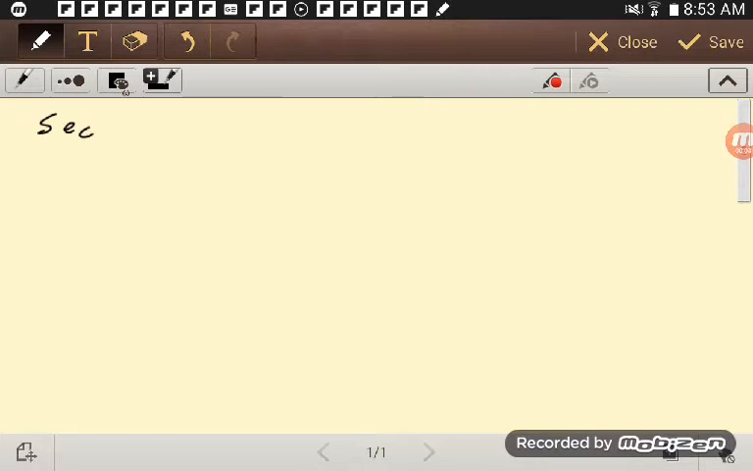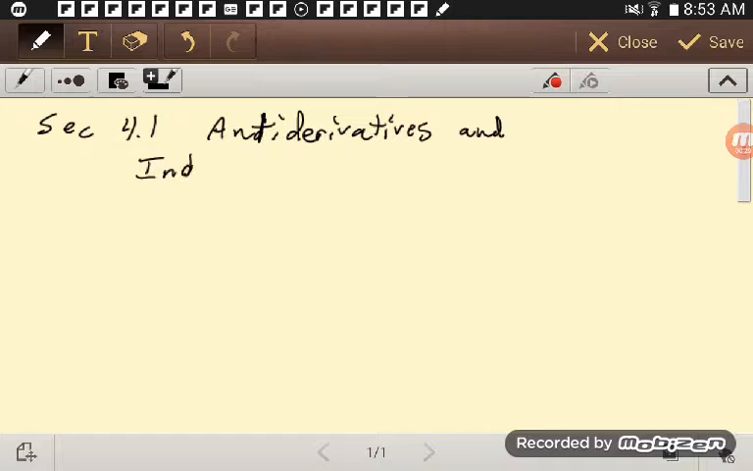So let's start off our section 4.1. In this we're looking at antiderivatives. Antiderivatives and derivatives, yep, okay. And indefinite integrals. They're the same thing, indefinite integrals.